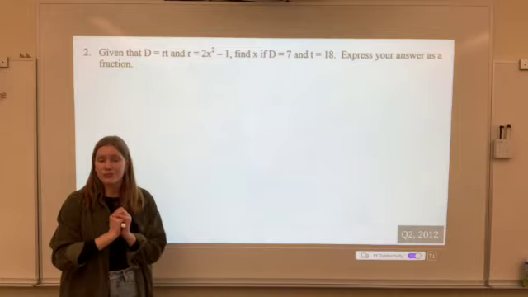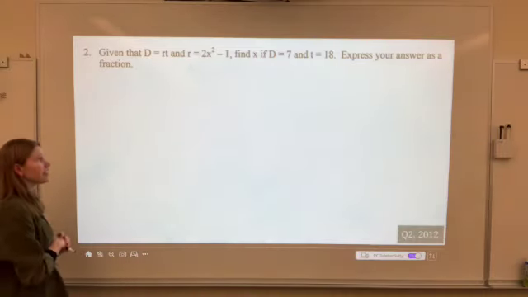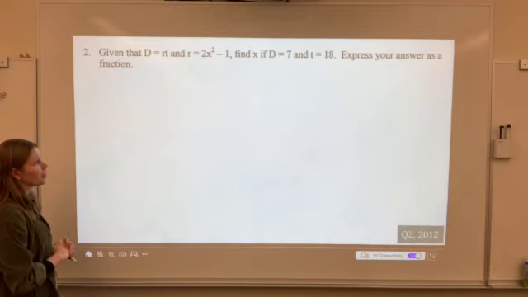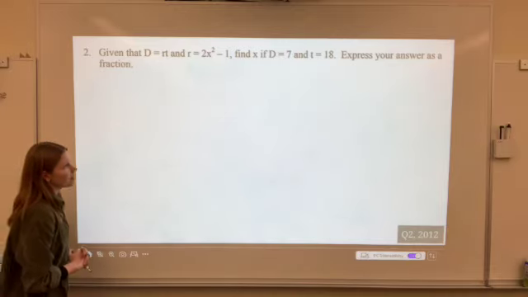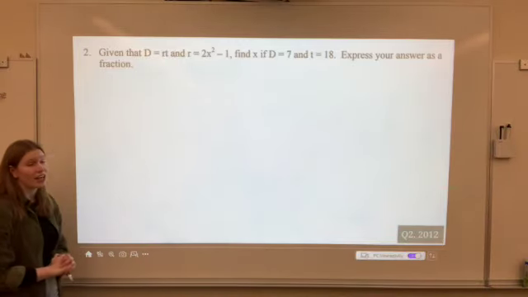All right, here's our first 4-pointer of the video. Given that d is equal to rt and r is equal to 2x squared minus 1, find x if d is equal to 7 and t is equal to 18. Express your answer as a fraction.